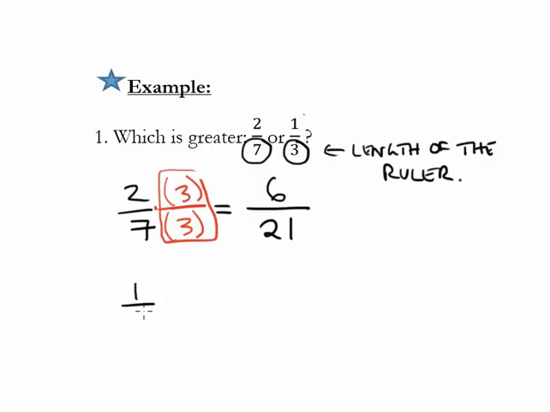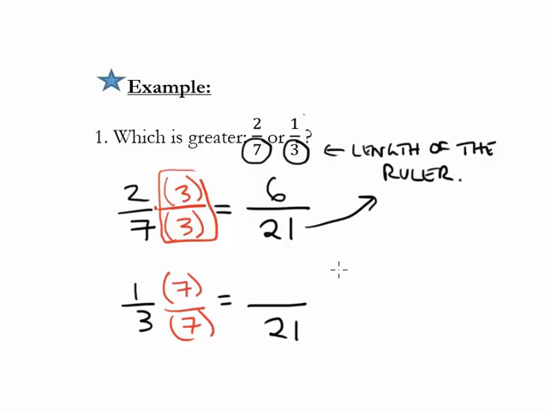And let's do the same thing with 1/3. In this case, we're going to multiply the top and the bottom by 7, because we want to end up with something over 21. That's the whole purpose, because then we can have the same ruler. The 21s would be the same. The length of the ruler would be the same. And so here we have 1 times 7 is 7. Now we can compare which is bigger.